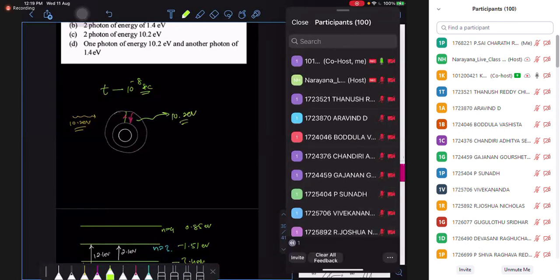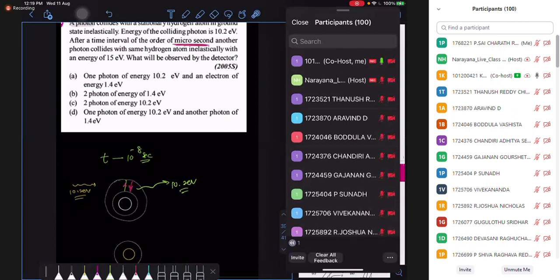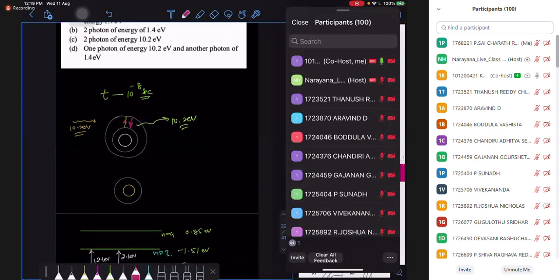Now the second photon is coming. When the second photon comes, my electron is already in the ground state. The second photon is coming with an energy of 15 electron volt. So it is a very high energy.